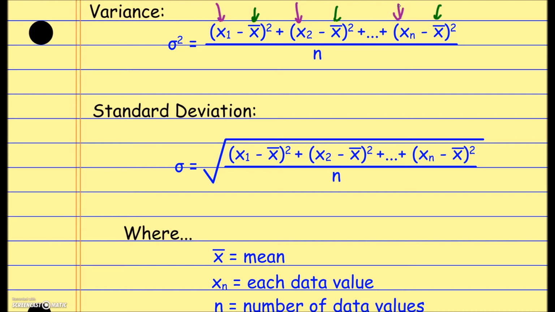And that's why that dot dot dot is there. We don't know how many data values we have until we get an example. We just use each of them. All right, and then n is the number of data values.